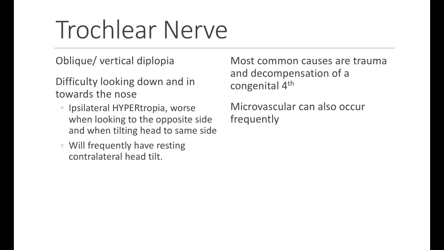This hypertropia will be worse when they are looking towards the nose or towards the opposite side, and when the head is tilting to the same side. And these patients will often have a resting contralateral head tilt to compensate for the dysfunction of the trochlear nerve. This nerve is most often affected by trauma. There is also frequently congenital weakness of this nerve that people are well compensated for until later in life. So this can occasionally present later in life as a decompensation. A microvascular process can also injure this nerve.